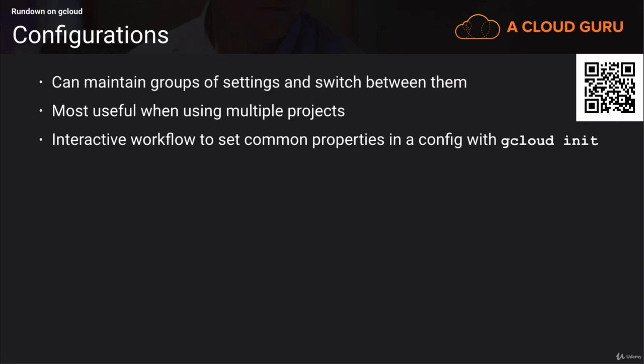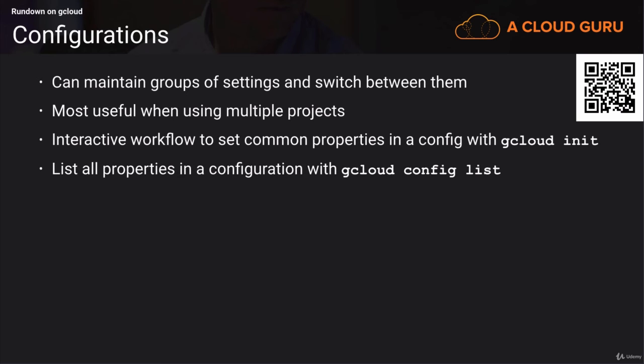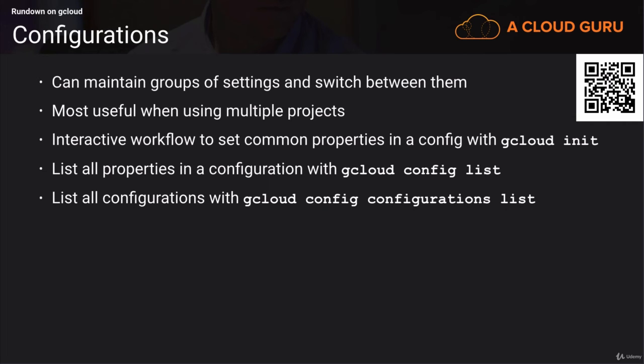Now you can type gcloud init to get an interactive workflow to set a bunch of these common properties in a configuration, and you can list all the properties that are set in a configuration with gcloud config list. Now notice that this is quite different than listing all of the configurations that you have, which is what you would get if you typed gcloud config configurations list. You definitely don't want to get yourself confused with all of these different things.